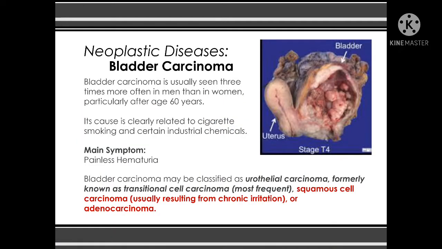And last is the bladder carcinoma. It is 3 times more often in men after 60 years of age. So this is caused by cigarette smoking and certain industrial chemicals. So the main symptom for this disease is painless hematuria. So the bladder carcinoma may be classified as urothelial carcinoma, formerly known as transitional cell carcinoma, squamous cell carcinoma, or adenocarcinoma. So usually, bladder carcinoma is located in the area of the trigone.